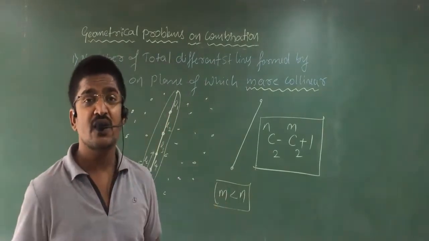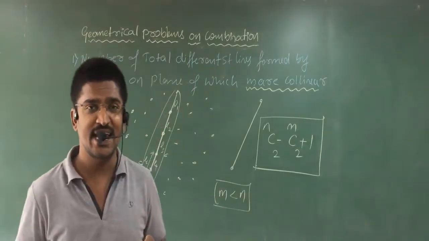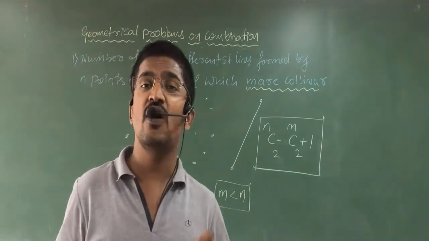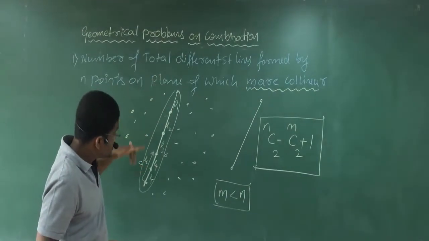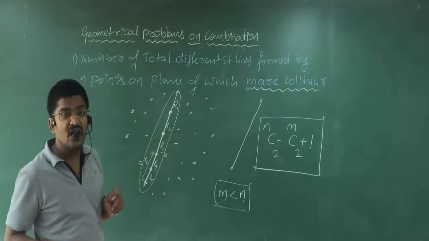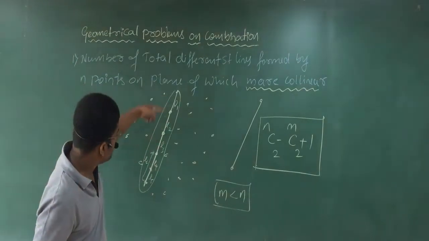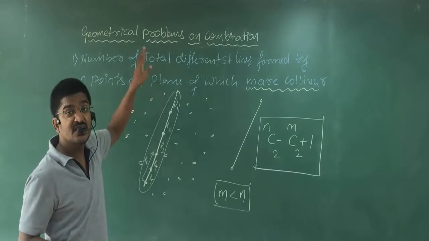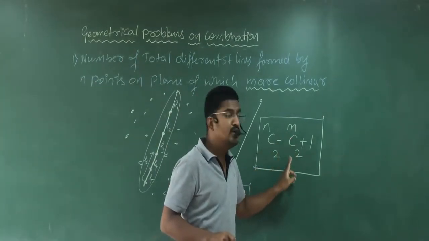If those points are collinear, they can make only one line, because the collinear definition says that points which are on the same line are called collinear. That means all these points together are making only one line. Are you getting my point? So I will cancel all the lines which are made by these m points, that is minus MC2.